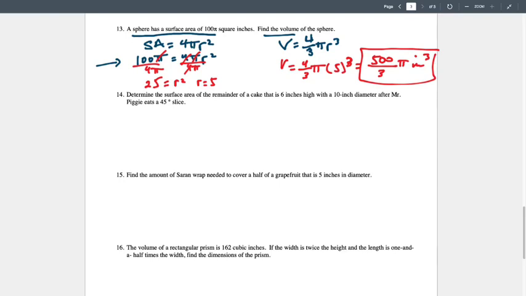Okay, on the next one we have determine the surface area of the remainder of a cake that is 6 inches high and 10 inches in diameter after Mr. Piggy eats a 45 degree slice. Let me see if I can draw this picture. Hang on just a second.